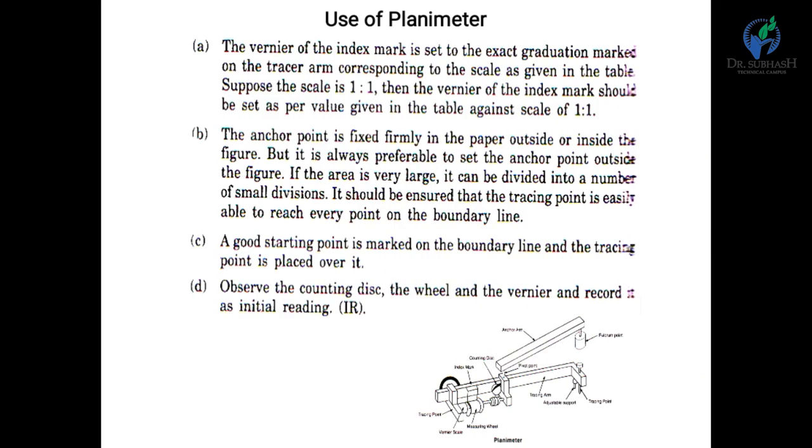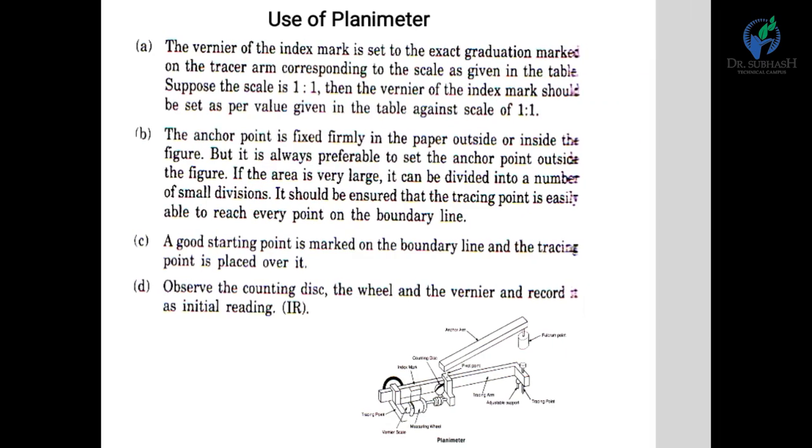Now, different types of vernier are used for the planimeter, with 20-degree accuracy or 10-degree accuracy, but generally a 10-degree accuracy vernier wheel is used.